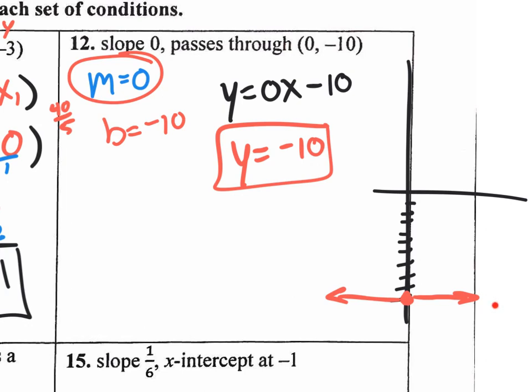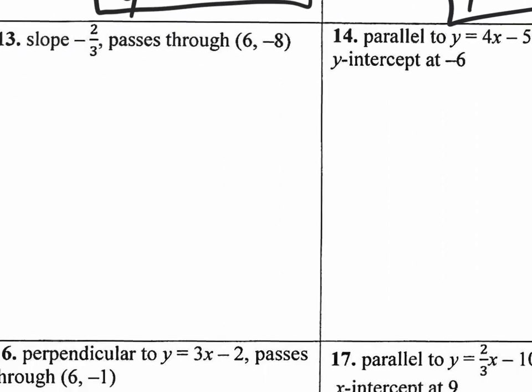Any totally flat line, anything that has a slope 0 is just going to be y equals a number. And just for kicks here, for funsies, any line that's vertical is not going to be y equals a number. It's going to be x equals a number, just to let you know from Algebra 1. Moving on, number 13.